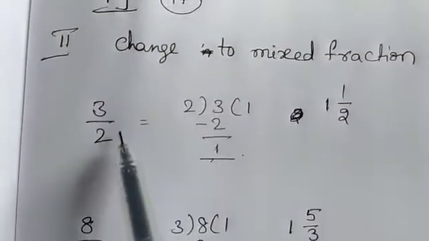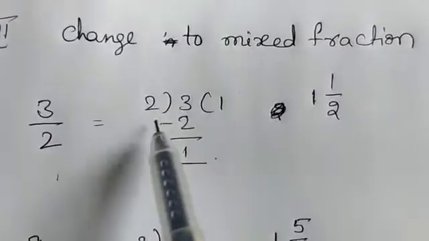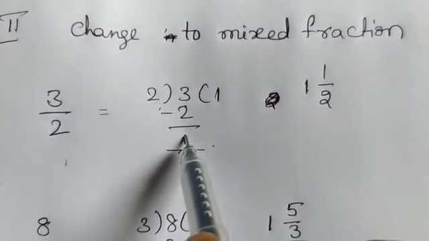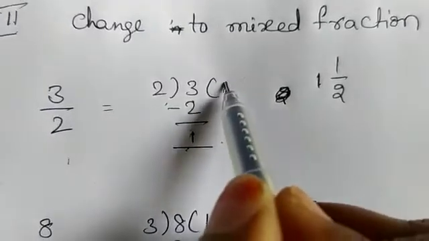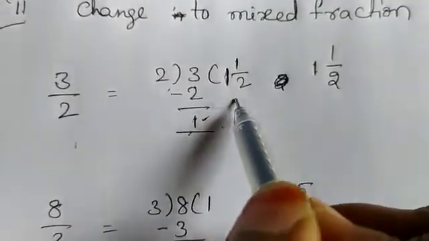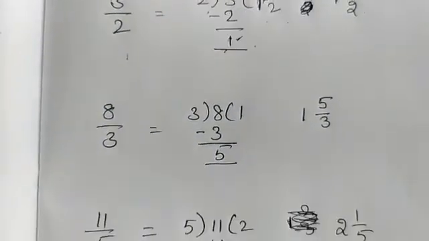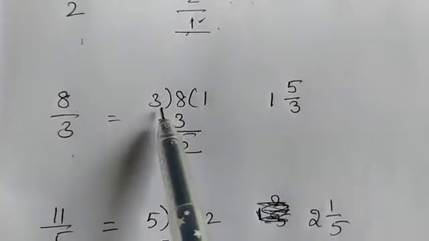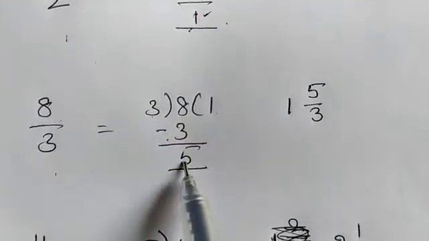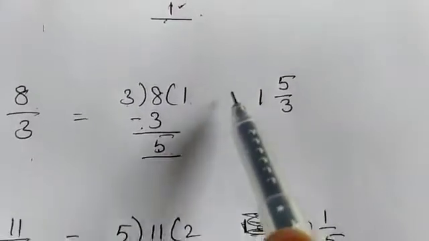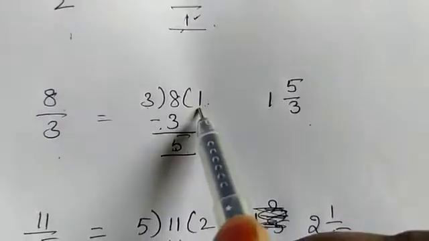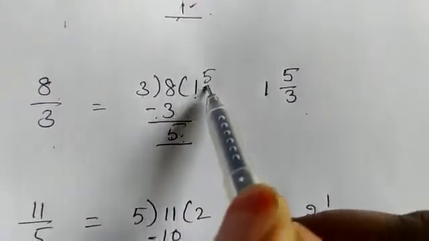Okay, see 3 by 2. So we have to divide 3 with 2. 2 ones are 2. When you subtract 3 minus 2, you will get 1. So this 1, the remainder, you write here: 1 by 2. 1 by 2 is a mixed fraction. 8 by 3. Divide 8 with 3. 3 ones are 3. And when you subtract 8 minus 3, 5. So the mixed fraction you can write as 1, 5 by 3. 1, remainder 5 and 3.